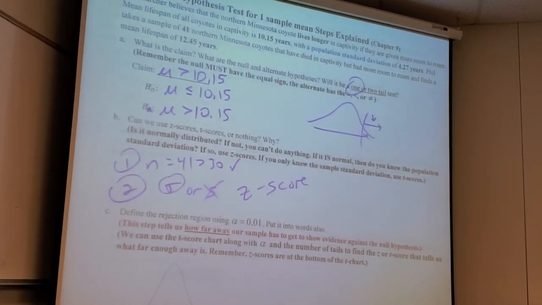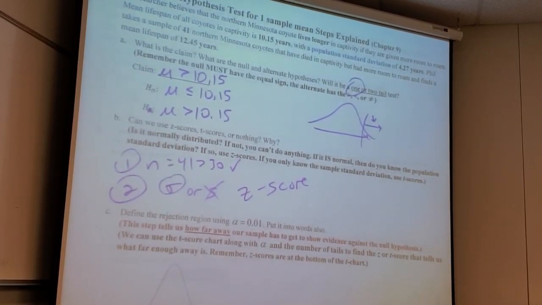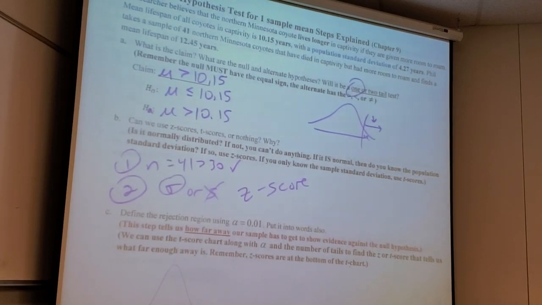Not a big deal. Again, use a t-score if it's normal and I only know s. Use a z-score if it's normal and I know sigma. Right? T-scores were invented to cover me when I don't know sigma.